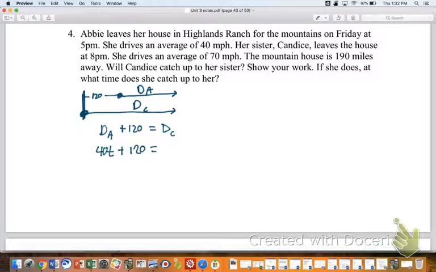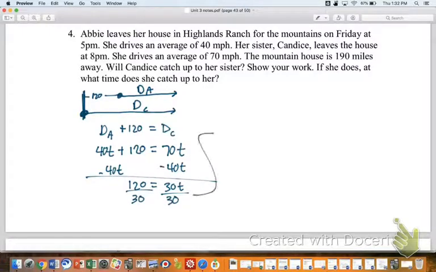And what would we replace dC with? 70t. Yep. So I would subtract the 40t over. That would give me 120 is equal to 30t. So how many hours would it take for her to catch up? It would be 4 hours.